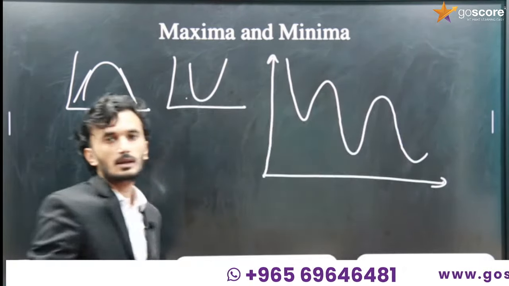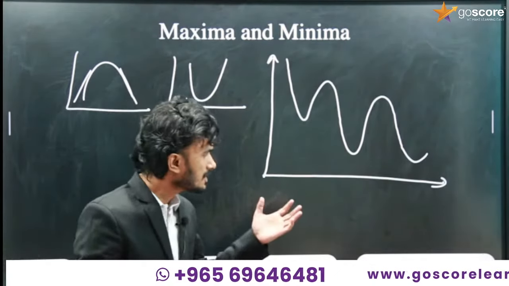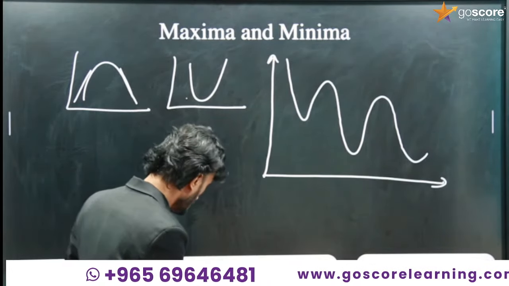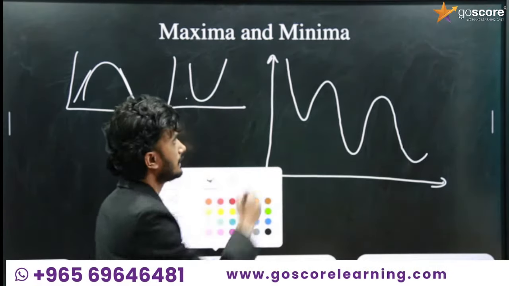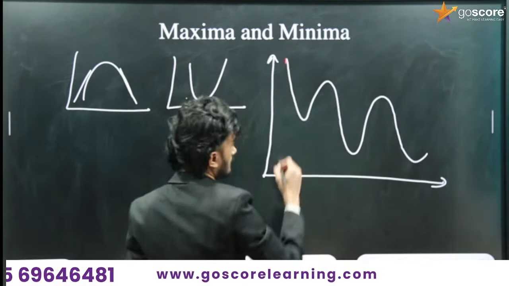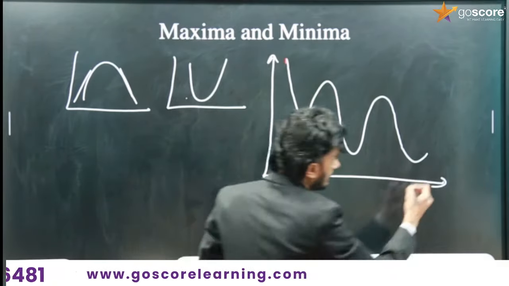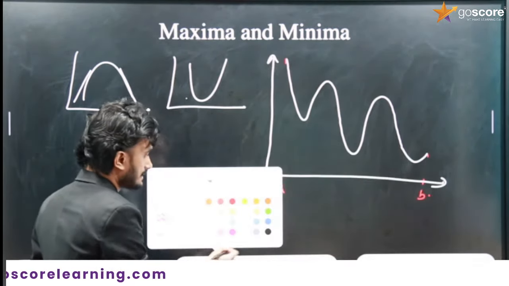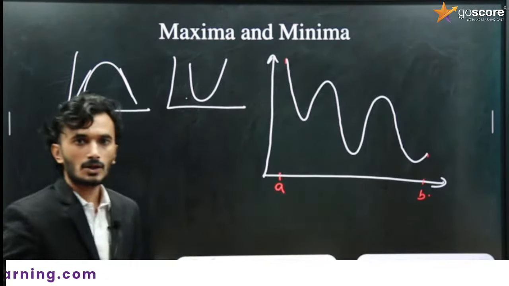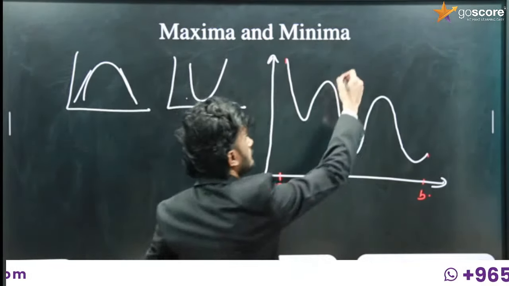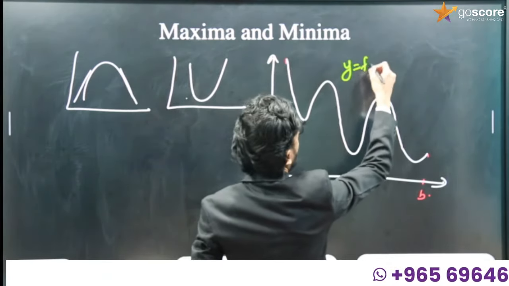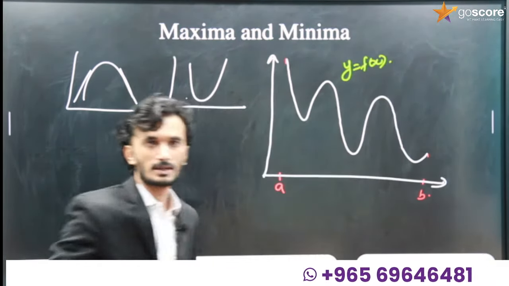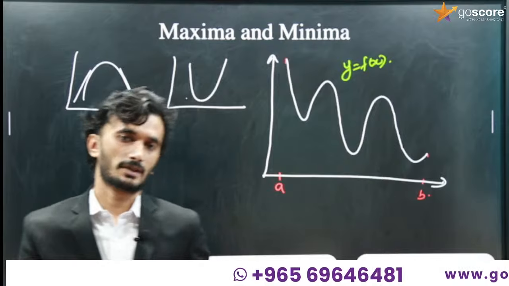So I am drawing a graph. In this graph, I am marking an interval. This interval is A, this interval is B. In this function, y is equal to f of x.